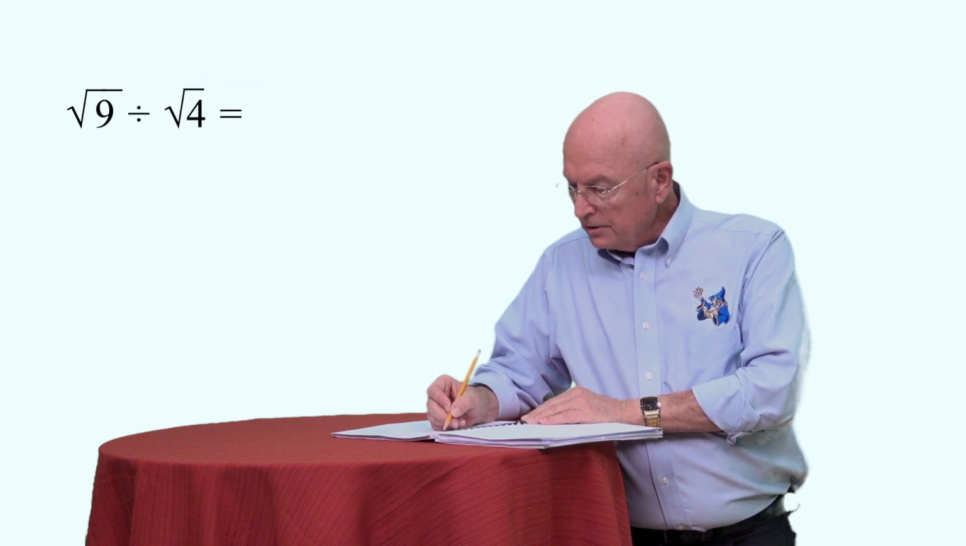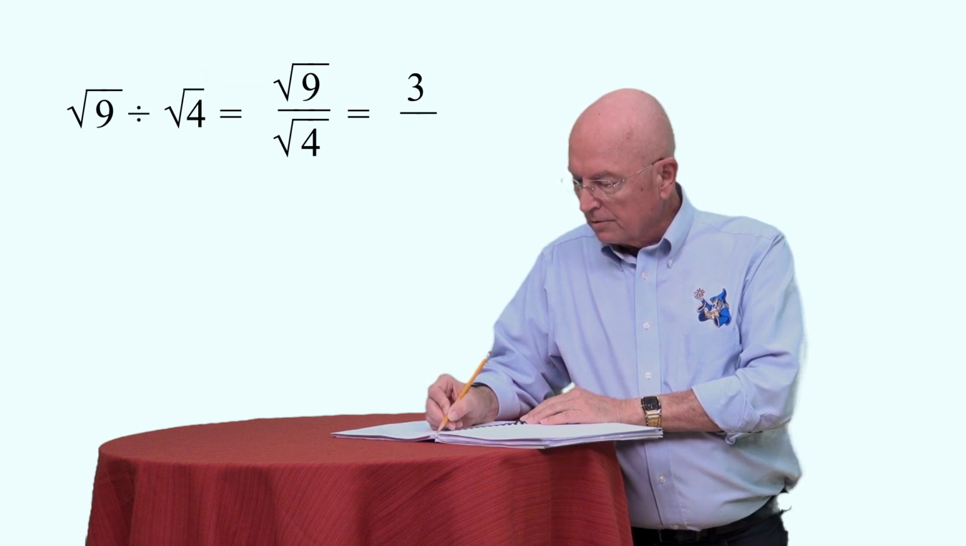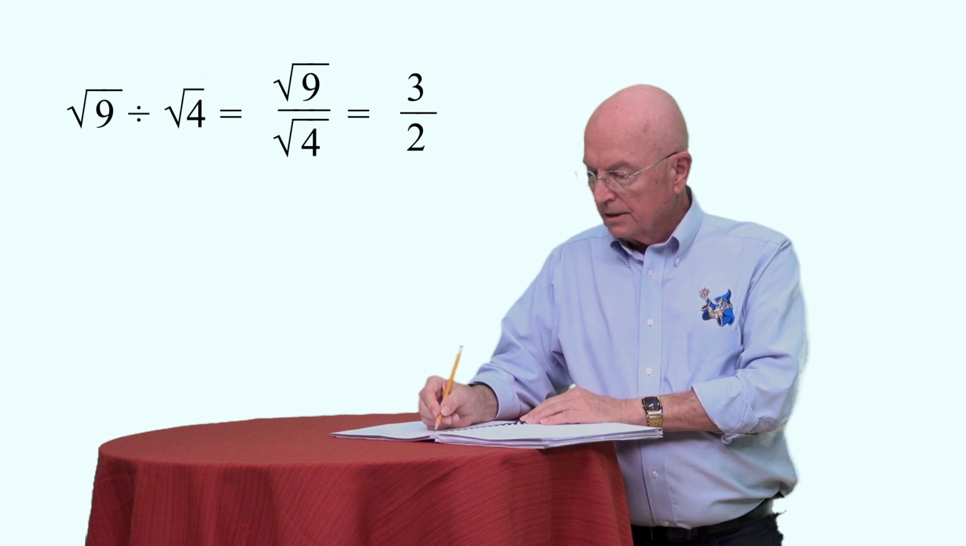What about the square root of 9 divided by the square root of 4? An easy way to do that is to put the square root of 9 in the numerator and the square root of 4 in the denominator. Take the square root of 9, you'll get 3 over the square root of 4, which is 2. The answer is 3/2.